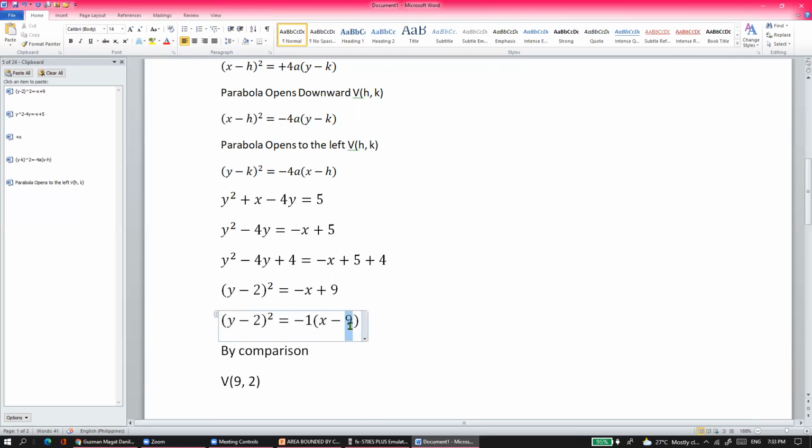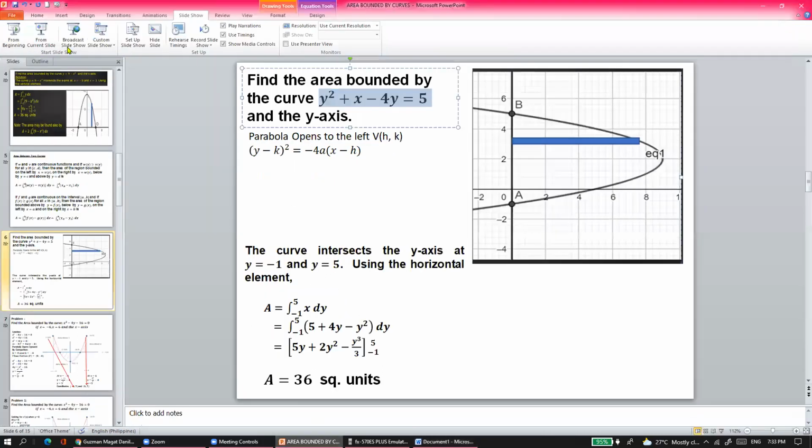Ito kasi yung H, ito yung K. So by comparison with this, we can already have our vertex. So we have 9 and 2. And alam natin na open to the left talaga siya. So kung babalikan natin yung formula kanina, yung figure natin kanina, ito siya, no?